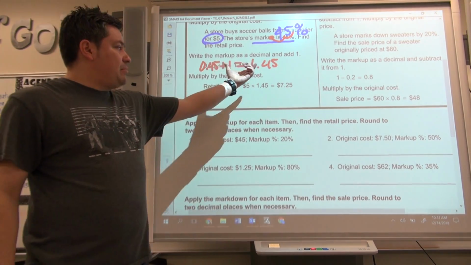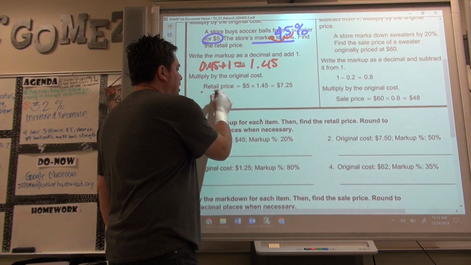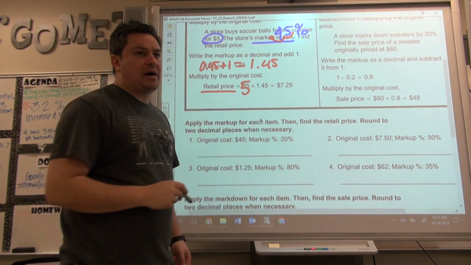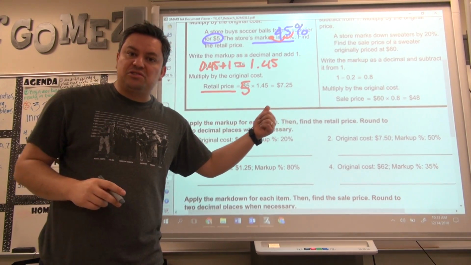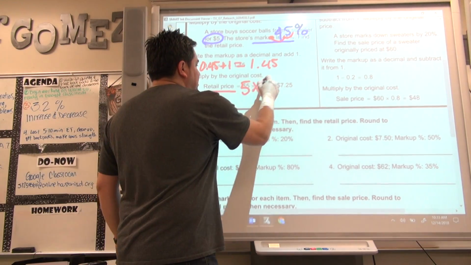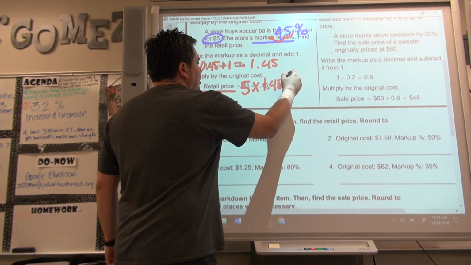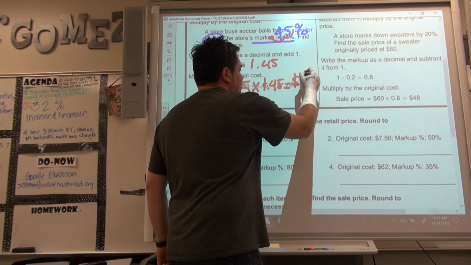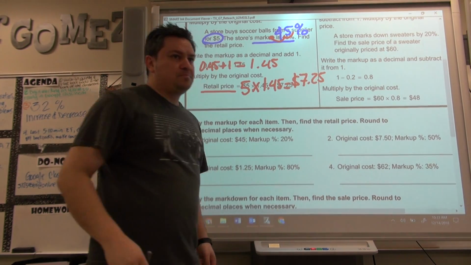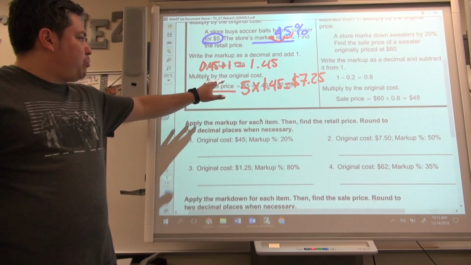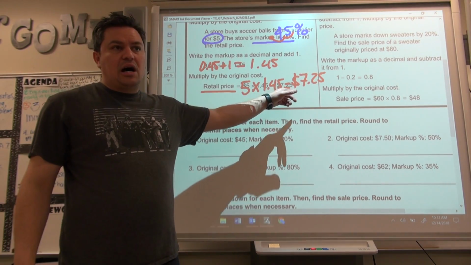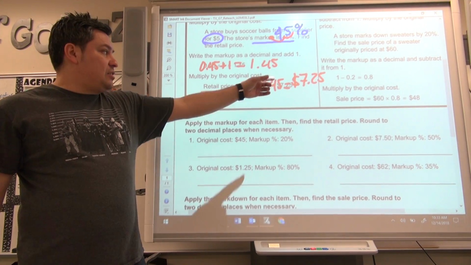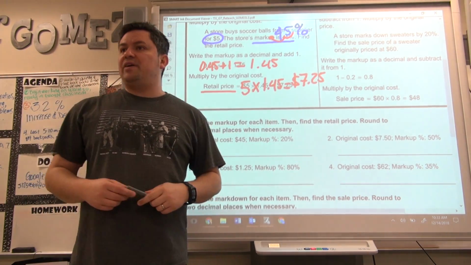Now, once you have this amount, all you have to do is multiply that amount by the original amount to get the retail price. The original sales price for the soccer balls is $5. Multiply times 1.45. So your sales price for every single ball is gonna be $7.25. So they're making a profit of how much? How would you find how much profit they're making? By subtracting 5, right? So they're making a $2.25 profit.